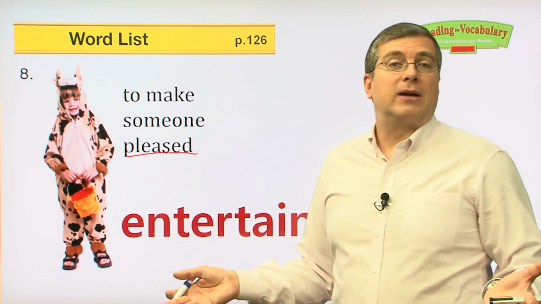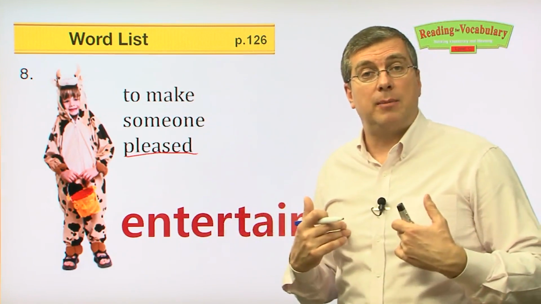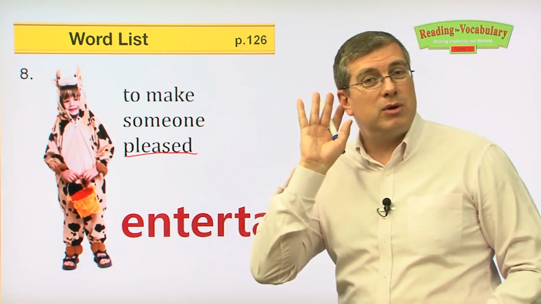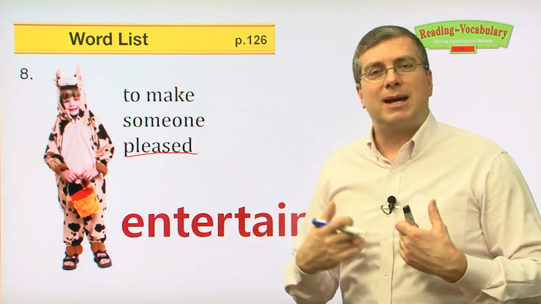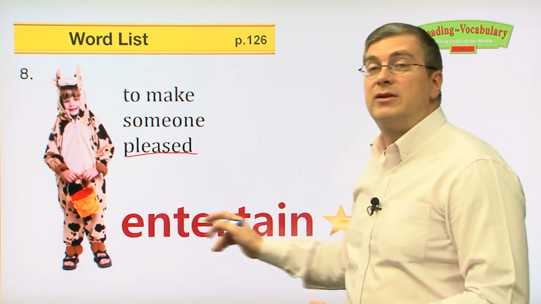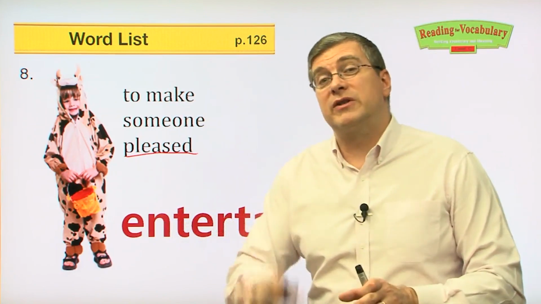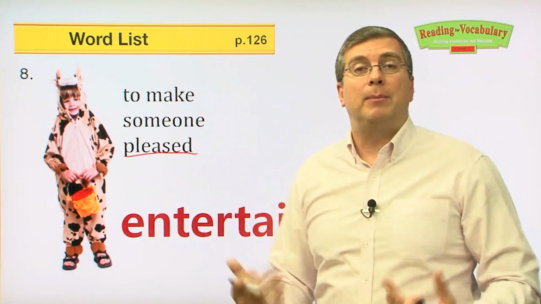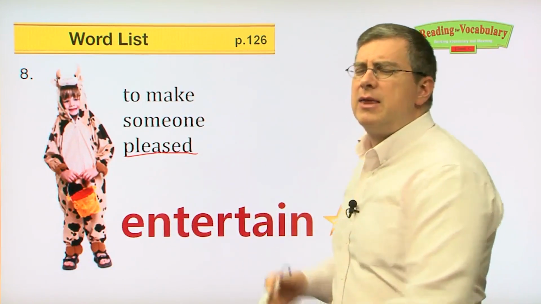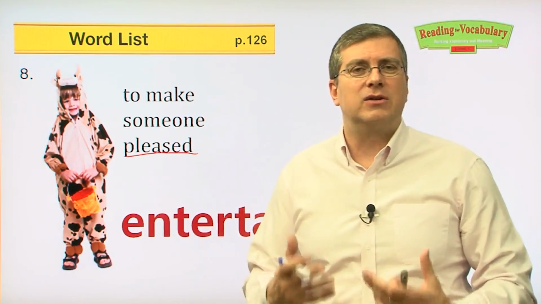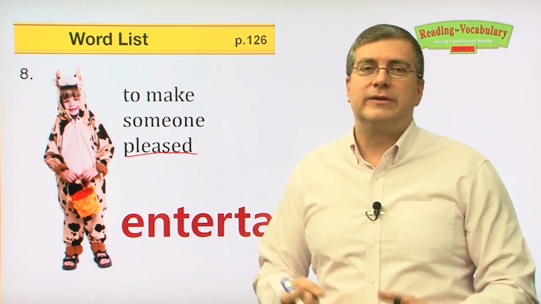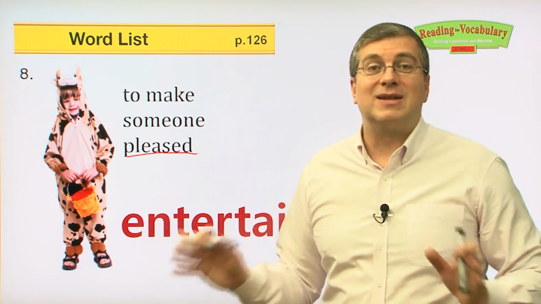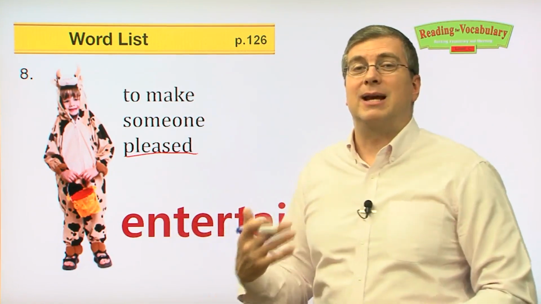What do movie actors and actresses do? They make us happy. They entertain us. What do musicians do? We hear their music. Oh, it's good music. They make us happy. They please us. They entertain us. What do sports stars do? We watch them play a game. Wow, good shot. We're happy. They entertain us. There are so many ways to entertain people, right? Movies, music, sports. There's many different ways to entertain people to make us happy.